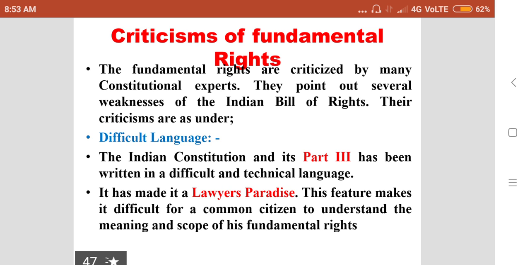Difficult language. The language used in Part 3 of the Constitution is very difficult, where the common man cannot understand the terms which are used to explain fundamental rights. The Indian Constitution and its Part 3 has been written in a difficult and technical language. It has made it a lawyer's paradise. So, this feature makes it difficult for a common citizen to understand the meaning and scope of his fundamental rights.